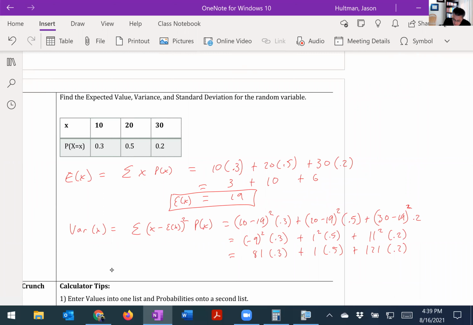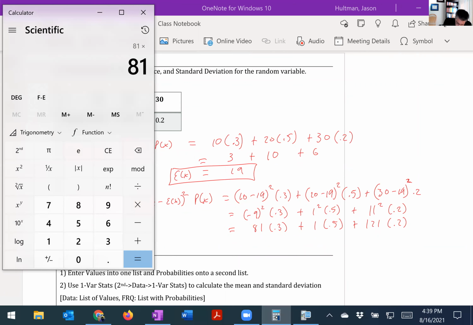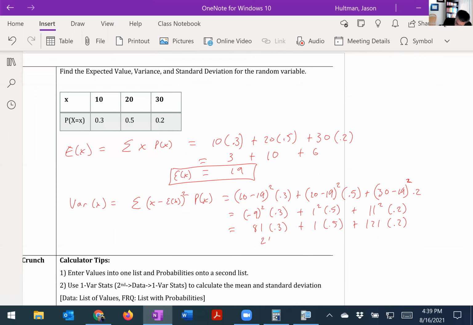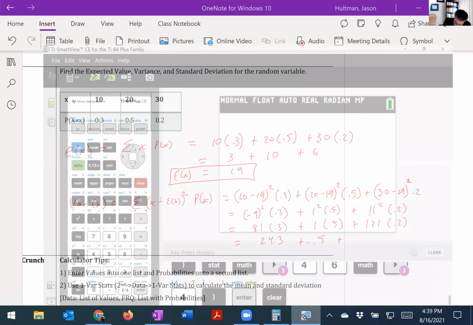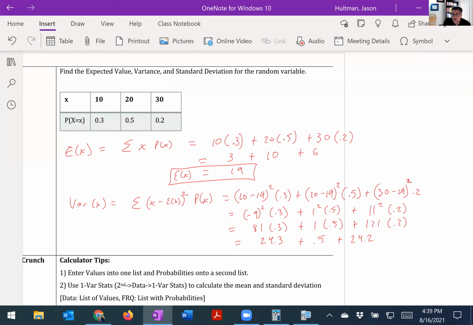Okay, if we go to the calculator, 81 times 0.3 is 24.3. 1 times 0.5 is just 0.5. And 121 times 0.2 is 24.2. Okay, if I ever go too fast with the calculations, feel free to just pause or rewind me 10 seconds, and then you can pause, write this down, and then continue on.